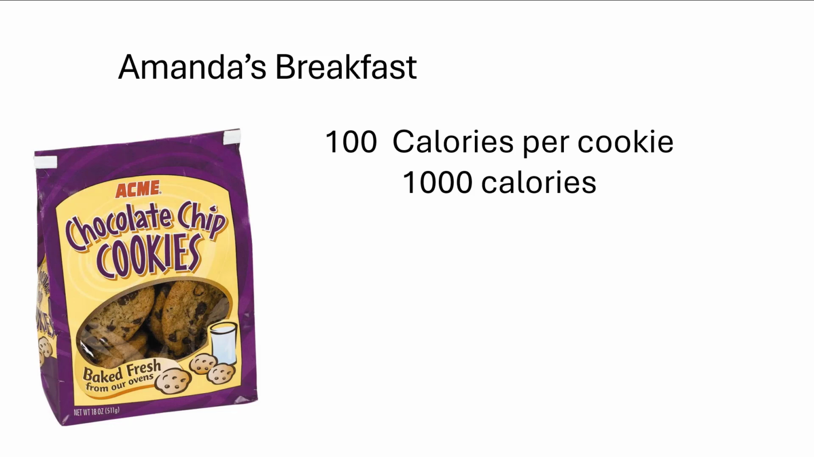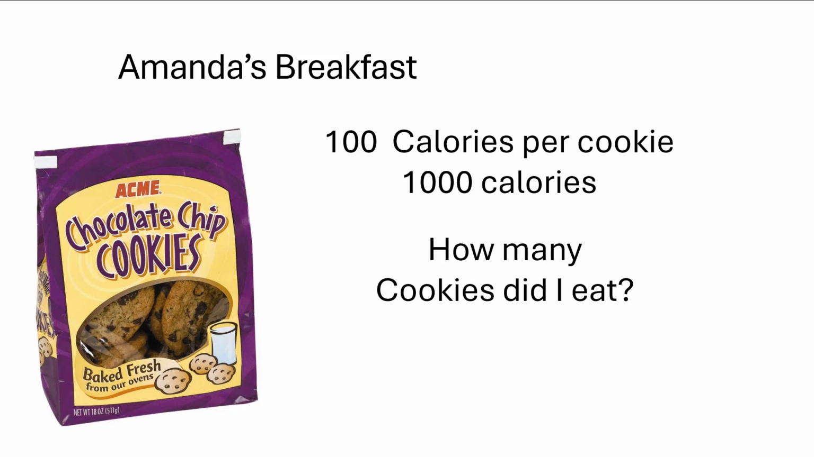So let's say that I have a bag of cookies, and I eat that, and each cookie has 100 calories. And there's 1,000 calories in the bag. How many cookies did I eat? When I ask this in a lecture hall, I pretty much get a unanimous 10 cookies. So how did we do that? Well, we took the total calories per bag and we divided by the calories per cookie. When we did that, we got the amount of cookies.